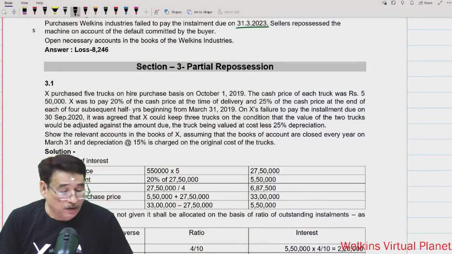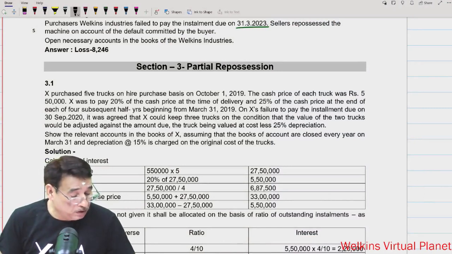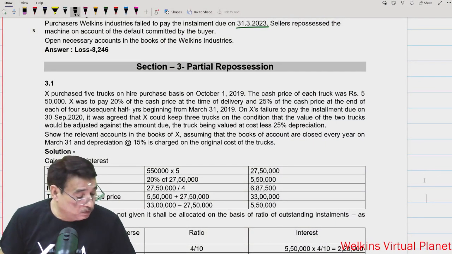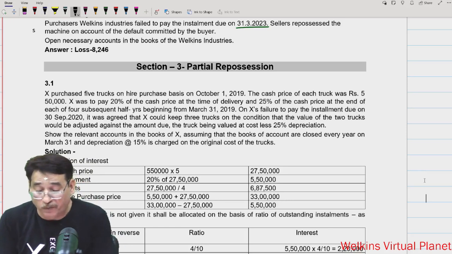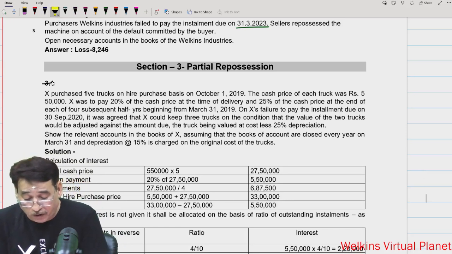Welcome again. So now we shall move over to, as I told you, question number... just wait. Student net is creating a bit of problem. Anyway, 3.1 is the question now which we are going to pick up. Correct? 3.1.